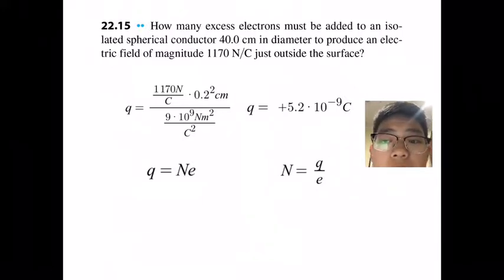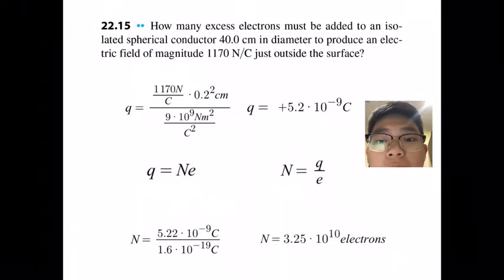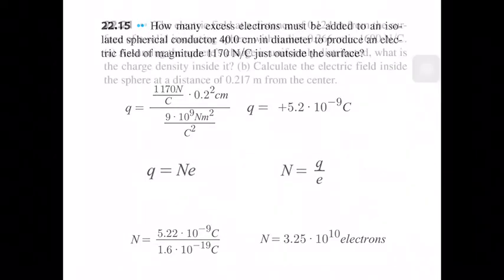So from this, we can put in our equation as n is equal to 5.2 times 10 to the negative 9 coulombs over 1.6 times 10 to the negative 19 coulombs. 1.6 times 10 to the negative 19 coulombs is a constant value for the charge of one electron. After dividing, we'll end up with n is equal to 3.25 times 10 to the 10th electrons.